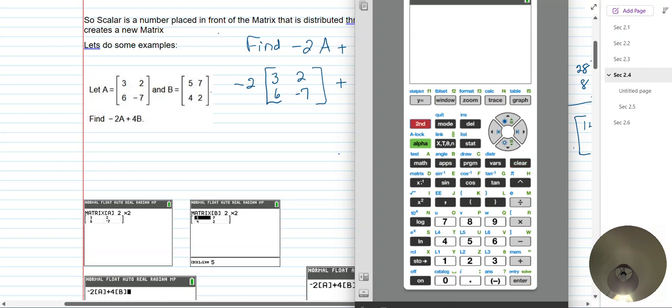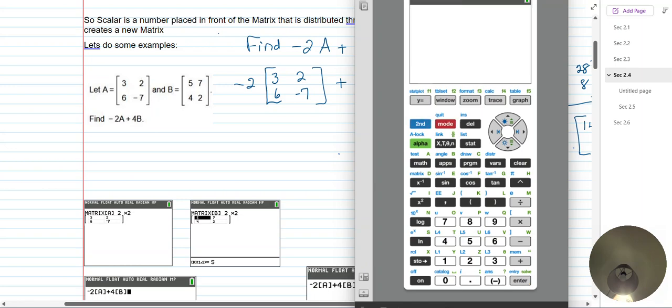So we're going to go to second matrix and we're going to go to edit. We're going to enter. It's a 2 by 2. So now I'm going to enter A, which is 3, 2, 6, and -7. It's a good check to see if I've done the math right. I'm going to go second matrix and edit, and I'm going to go to B, and it's a 2 by 2. So now I'm going to type over it and put a 5, and a 7 and a 4 and a 2. And I'm going to check to make sure I have the correct numbers, and it looks like I do.